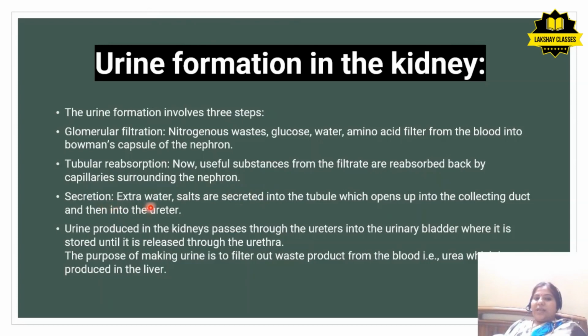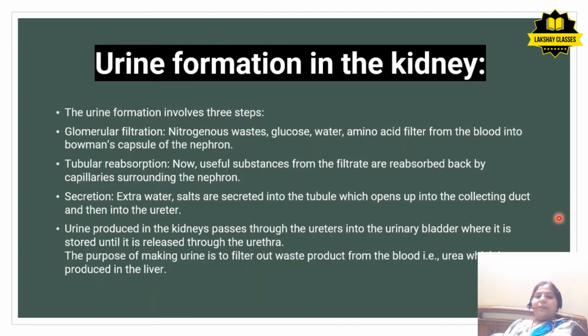Third is secretion. Extra water and salts are secreted into the tubule which opens up into a collecting duct and then into the ureter. So urine is produced in the kidney, passes through the ureter into the urinary bladder where it is stored until it is released through the urethra. The purpose of making urine is to filter out waste products from the blood, that is urea and other nitrogenous waste produced in the liver. So this is how urine formation takes place.